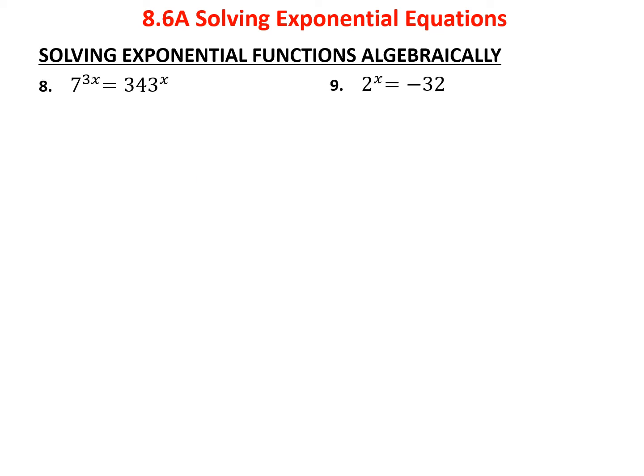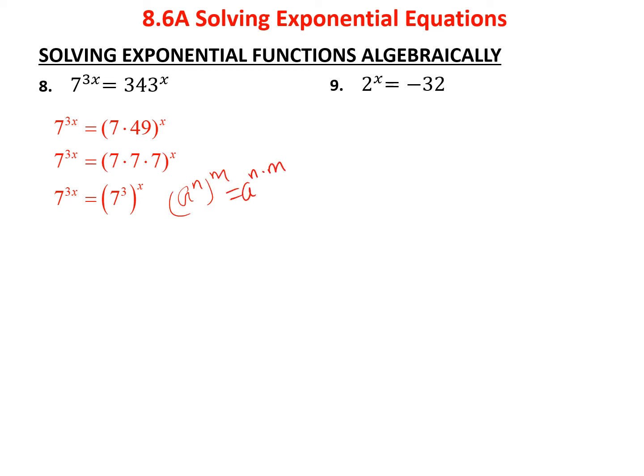Now 8 and 9 are put together because they offer a unique situation. We've seen this in linear equations before, and we shouldn't be surprised to see it in exponential. When I do this, I recognize that 7 goes into 343 49 times. And then 49 is 7 times 7. So this is going to be 7 to the 3x equals 7 cubed to the x. And notice that when you take the power of a power, remember the rule for that is a to the n to the m power is a to the n times m. When you're taking the power of the power, you multiply.